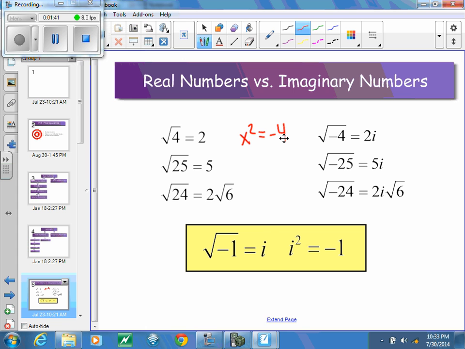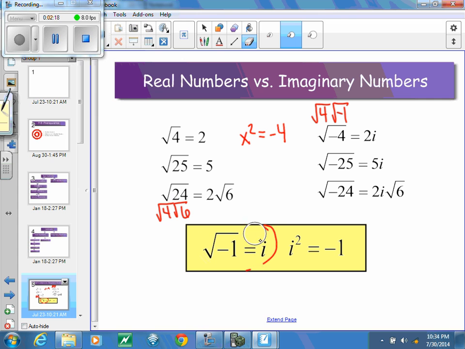And so that's where this i comes in, and that's our imaginary number. The square root of negative 1 is i. And so by breaking this up into the square root of 4 times the square root of negative 1, now we end up with 2i. Square root of negative 25 is 5i, and just like the square root of 24 is 2 square roots of 6, because I'm taking the square root of 4 times the square root of 6, we end up with 2i square roots of 6.